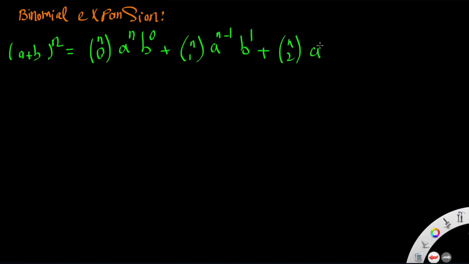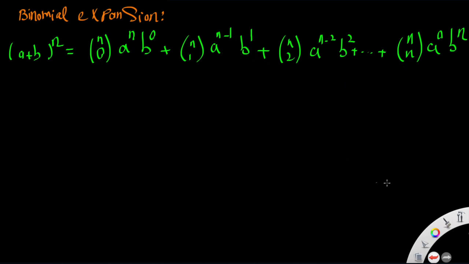Then combination of 2 and n, a to the power of n minus 2, b to the power of 2, and you continue the same pattern until the last term, which is combination of n and n, a to the power of n minus n, which is 0, b to the power of n. And I would like you to pay attention to this point, that the sum of powers in each term will be n plus 0, n minus 1 plus 1 will be again n, and so on and so forth.